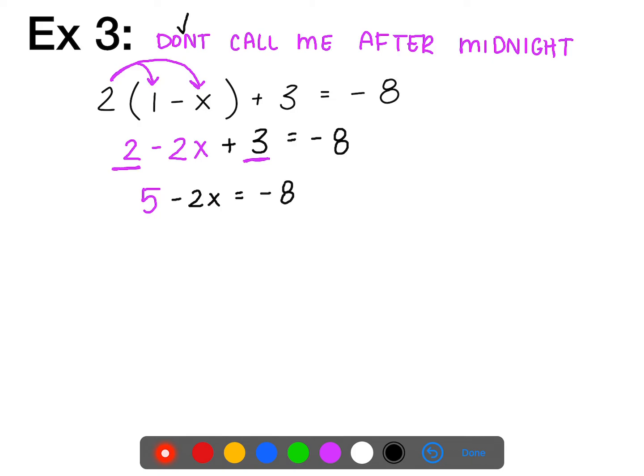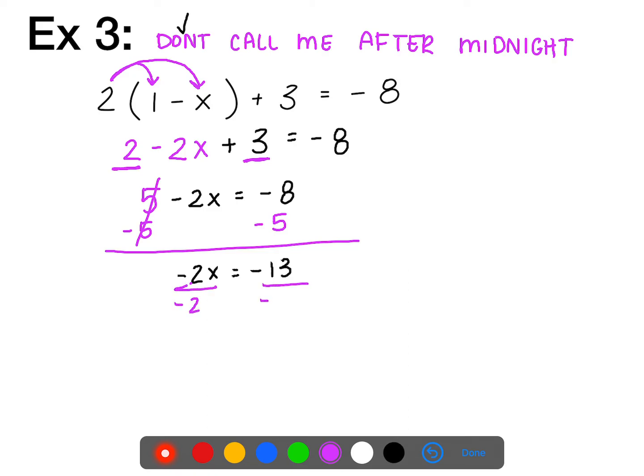And now we're back to our two-step equation that we rock at. So from here on out, we know exactly what to do. We're going to get rid of this 5. I'm going to subtract 5 on both sides, which is going to leave me with -2x = -13. And then I'm going to divide by -2, which gives me my final answer of x = 6.5, or 13/2 if you're a fraction fan.